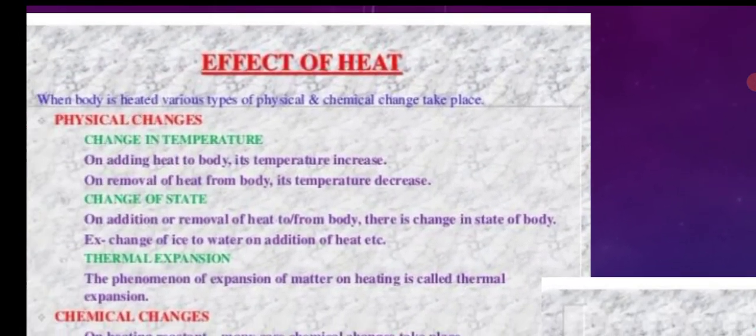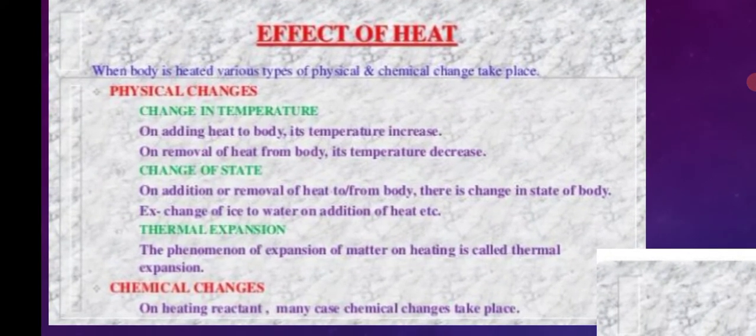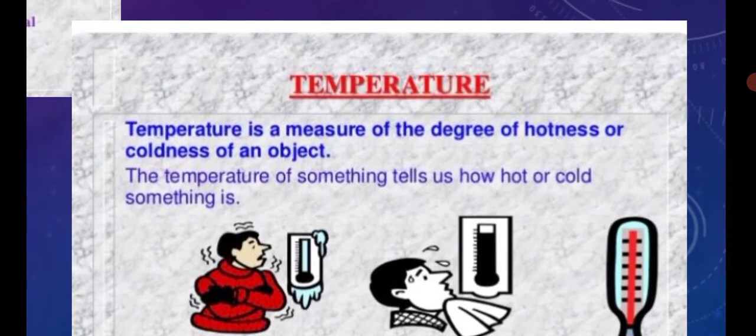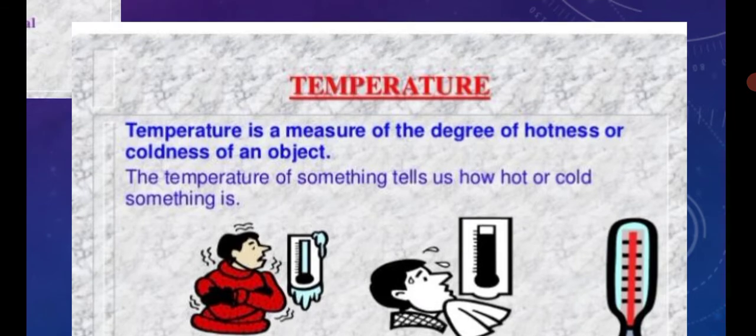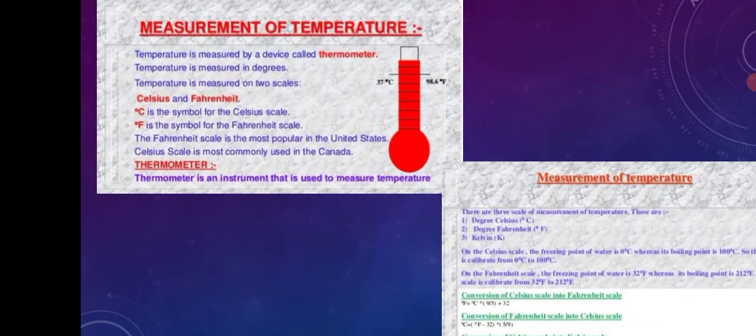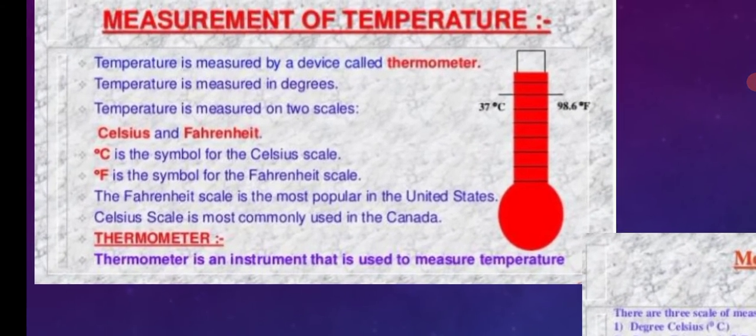Now, effects of heat. Heat has many effects. Heat changes the temperature. Heat also changes the state, and due to heat there is thermal expansion. Temperature is the measure of the degree of hotness or coldness of a body. The SI unit of temperature is Kelvin. It is a measure of the heat energy present in it.